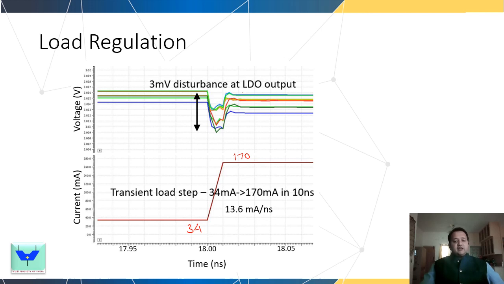And we see that the rise time is about 13.6 milliampere per nanosecond, and this rise time is defined at 10 nanoseconds. So within a 10 nanosecond period, a 3 millivolt disturbance is a sign of good load regulation in the circuit, and this is attributed to having a good PSRR, power supply rejection ratio, also having good gain in the system, and also the presence of the cascode device, which further enhances the gain in the system. So all these three contribute to a better load regulation in our design.